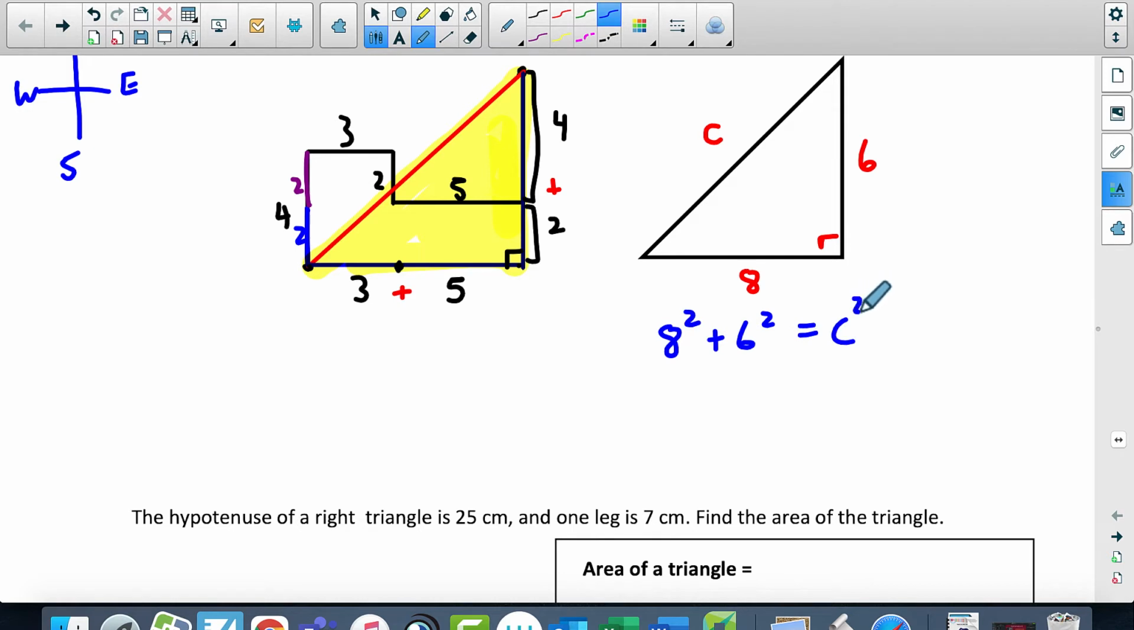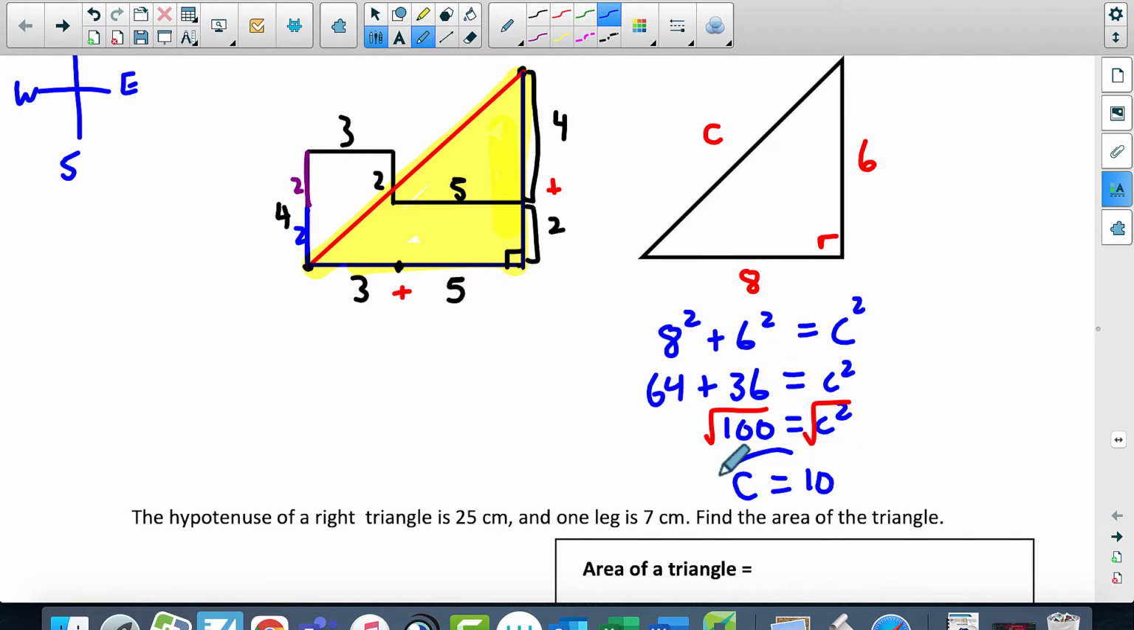Turns out this is a really famous one. This is a Pythagorean triple, because 8 squared is 8 times 8, which is 64. 6 squared is 6 times 6, which is 36, still equals c squared. 64 plus 36 is 100, equals c squared. And then we have to undo that squared, right? We've got to take the square root of both sides, and it works out perfectly. As I said, it's a Pythagorean triple. That side must be 10. The hypotenuse is 10. We did it.